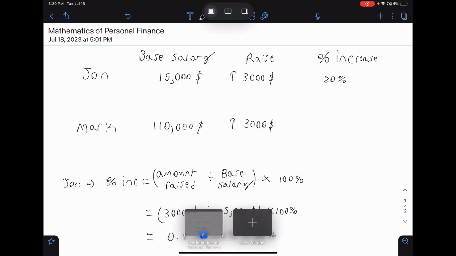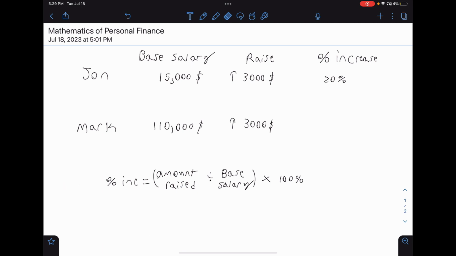Now let's see Mark now. Let's calculate this for Mark. How much is that $3,000 worth to Mark, given that he's making $110,000? So we're going to do Mark now. It's the exact same formula because we're calculating the same thing, right? Percent increase. So Mark was given the same as John. Same raise, $3,000. And his base salary is $110,000. A lot higher than John's base salary of $15,000, right? So something's going to change here. John was given a significant percent increase, but what about Mark?